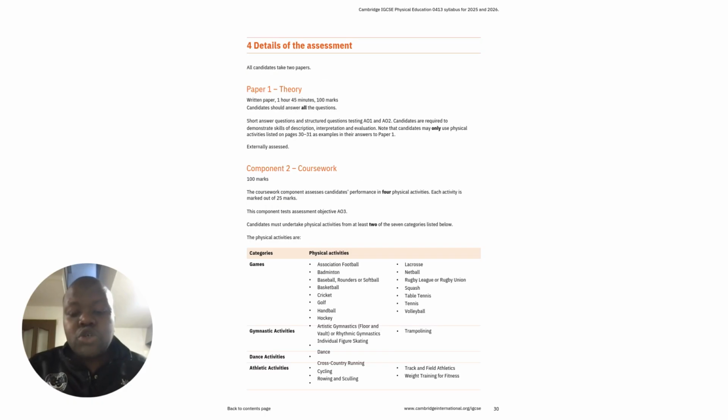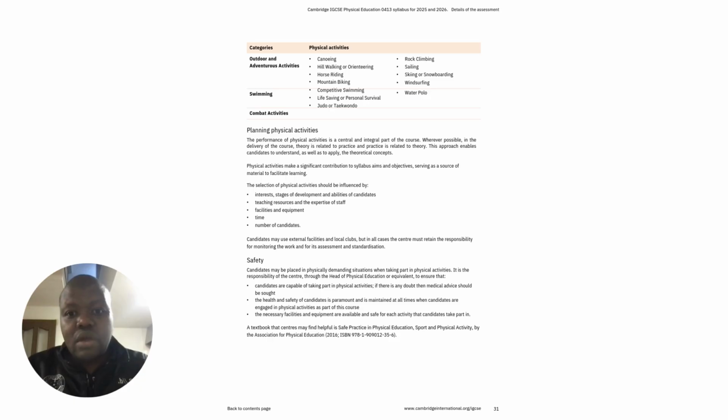And that will conclude the theoretical component of the exam. Furthermore, there will be elements of the course which focus on the coursework. So there will be invasion games, dance activities, athletic activities, outdoor and adventure activities, swimming, and combat activities. And those are the components that conclude the practical assessments of IGCSE PE.